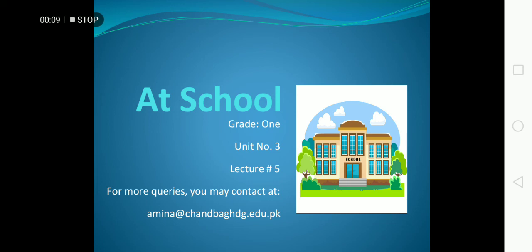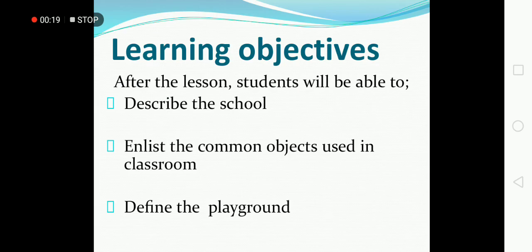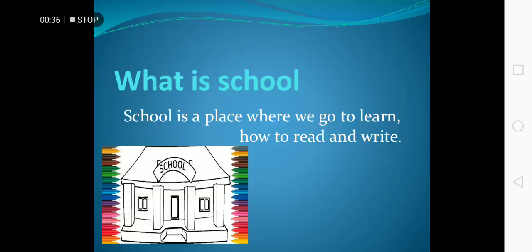Today, we will start our unit number 3, which is at school. Yes, you will get to know about a very important place, which is school. At the end of this lesson, you will be able to describe the school and why we go to school, and list the common objects used and found in the classroom, and define the playground.